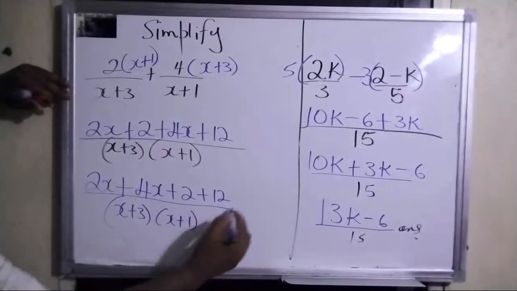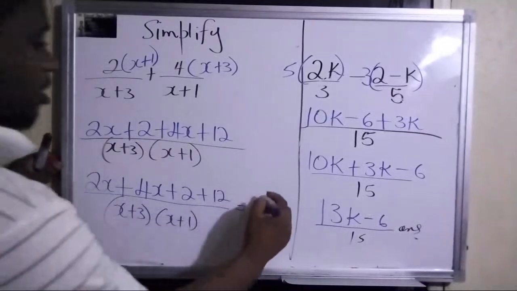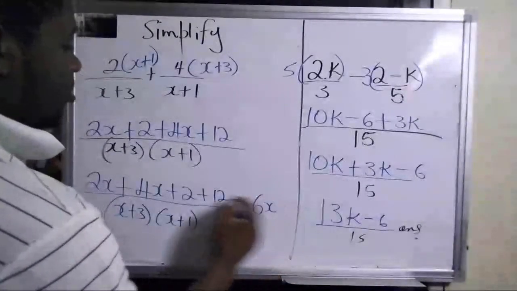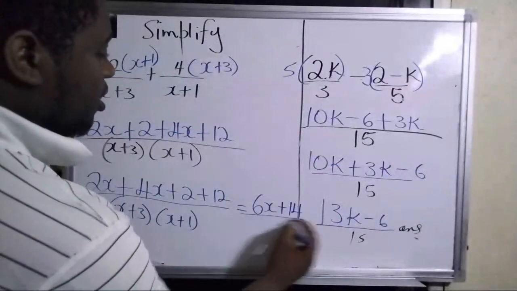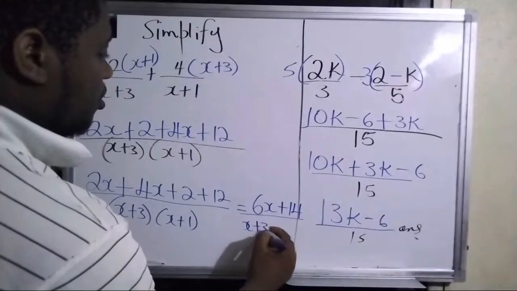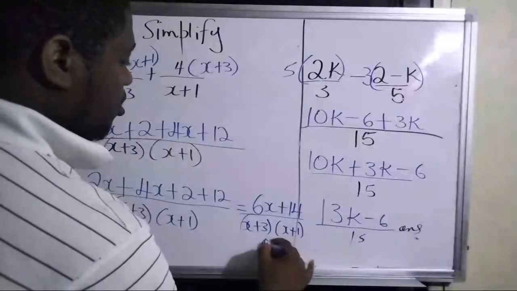So we can just simplify now. 2x plus 4x gives us 6x. 2 plus 12, that's 14, over the LCM, which is x plus 3 and x plus 1. So that would be our answer.